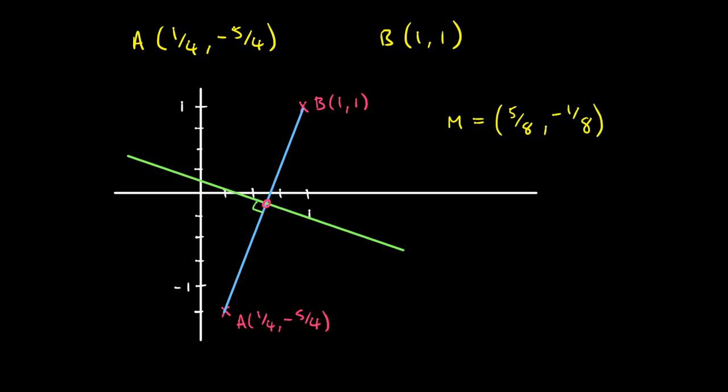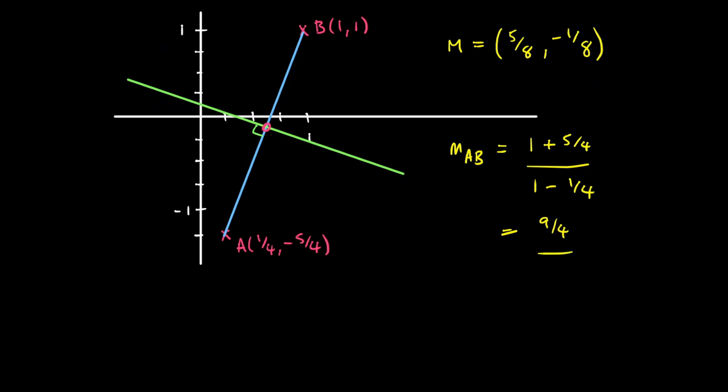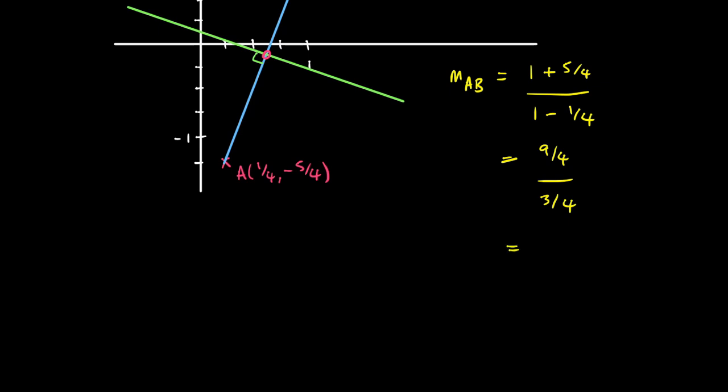Now let's find the gradient of the green line. Well, to get the gradient of the green line, we need to get the gradient of the blue line first. So the gradient of the line AB is going to be y2 minus y1, so that's 1 minus 5/4, which is 1 plus 5/4, and then we do 1 minus 1/4, like that. Well, 1 plus 5/4 is going to give us 9/4, and 1 minus 1/4 is going to give us 3/4. So we've got 9/4 divided by 3/4, and that's just equal to 3. So that's going to be the gradient of our blue line there.